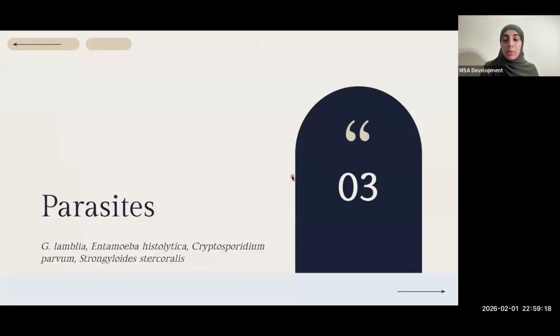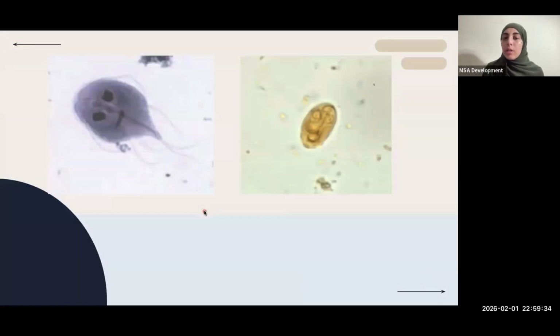Okay, so we are done with viruses, and now we will move on to parasites. We'll talk about Giardia lamblia, Entamoeba histolytica, Cryptosporidium parvum, and Strongyloides stercoralis. Okay, first organism.